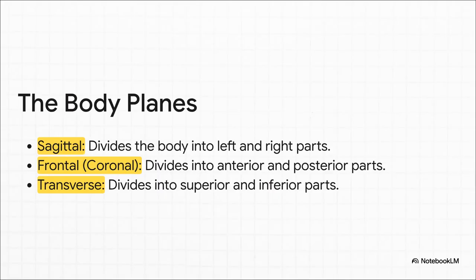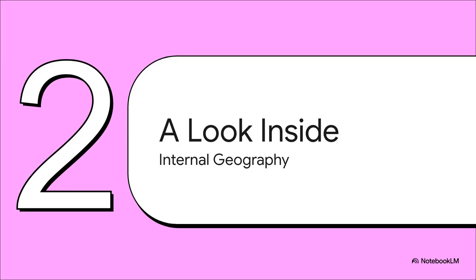And finally, to really see what's going on inside, anatomists imagine slicing the body along 3 different planes. Think of it like this. A sagittal cut gives you left and right pieces, a frontal cut gives you front and back pieces, and a transverse cut is like a cross-section, giving you a top and a bottom piece. All right, we've got our map, we've got our key. Now let's use them to take a look at the body's internal geography.